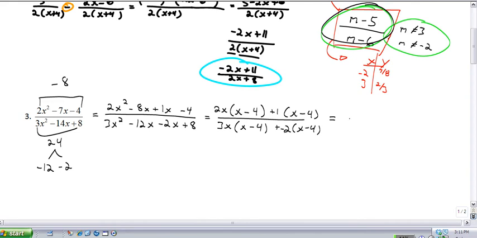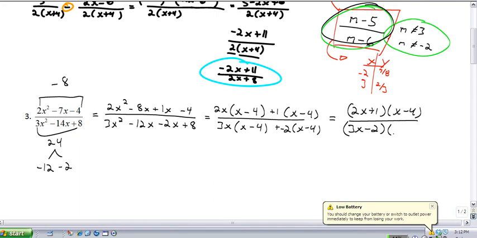Okay, so back to the numerator. So you got 2x plus 1 times x minus 4, and the denominator would be 3x minus 2 times x minus 4.